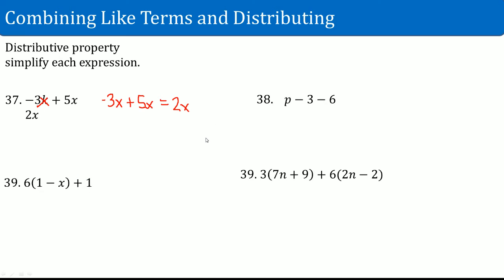38. p minus 3 minus 6. The minus 3 and the minus 6 are like terms. Minus 3 minus 6 becomes minus 9. So the answer is p minus 9.